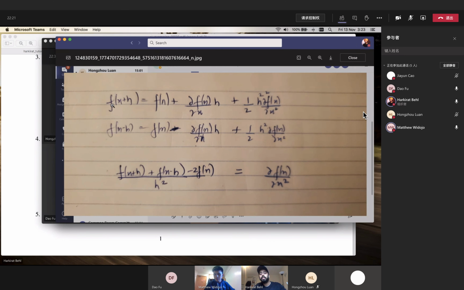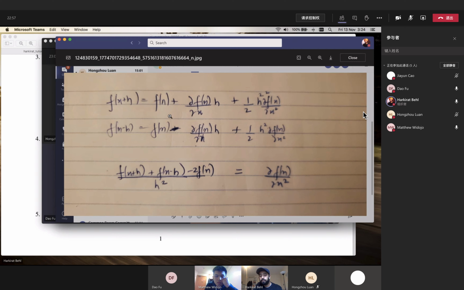So I have taken a Taylor series expansion around x. I'm writing the value f of x plus h is equal to f of x plus the first order partial derivative times h plus 1/2 h square times the second order partial derivative, and I have left out the higher order terms. Why have I left out the higher order terms? Because we are looking for an approximation here. And similarly, I write the expansion at x minus h, which becomes f of x minus h equals f of x minus partial derivative times h plus half of h square times the second order partial derivative.